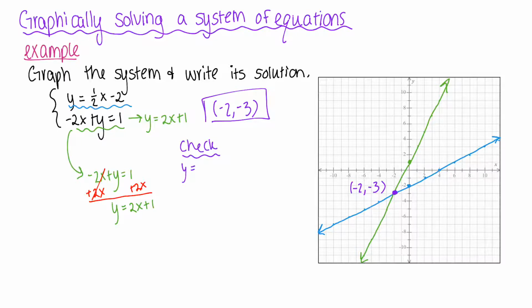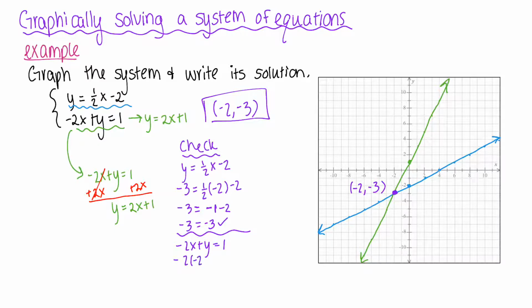So in the first equation, we have y equals 1/2 x minus 2. Y is -3. 1/2 x is -2 minus 2. So you have -3 equals 1/2 times -2 is going to be -1. So we have -3 is equal to -3, so it works in that first equation. In the bottom equation, let's try plugging in.